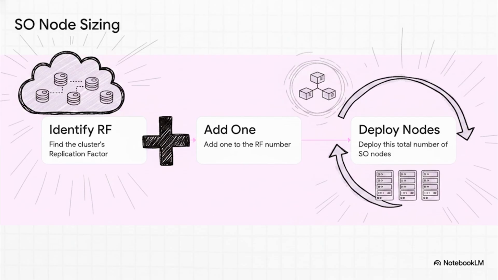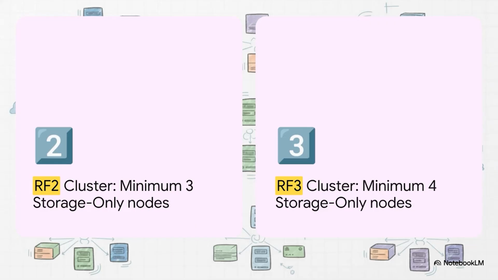rule that you absolutely must memorize for the exam. It's called the replication factor +1 rule. So how does this play out? Well, if your cluster is running at replication factor 2, meaning you're keeping 2 copies of all data, you must deploy a minimum of 3 storage-only nodes. If your cluster is running replication factor 3, it demands at least 4 storage-only nodes.